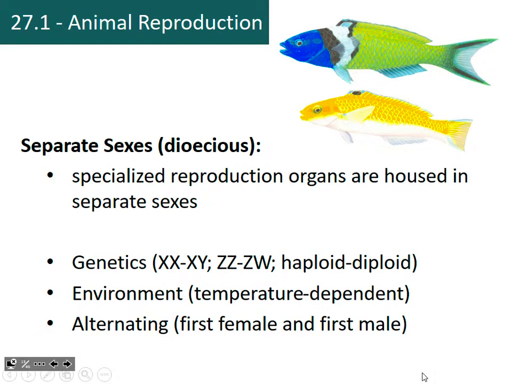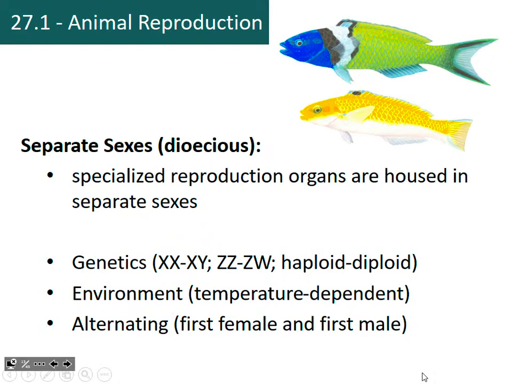This might change depending on the environment. So in many reptiles, whether you are an egg-producing individual or a sperm-producing individual depends on the temperature you're at as you're undergoing your embryonic development. And so temperature can control what kind of tissue develops.